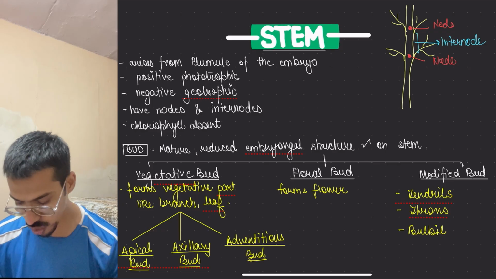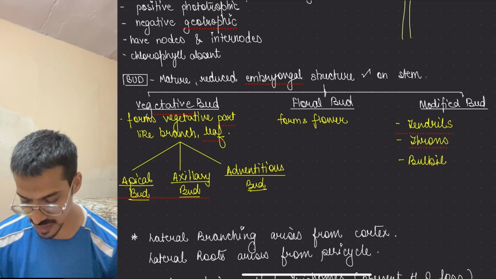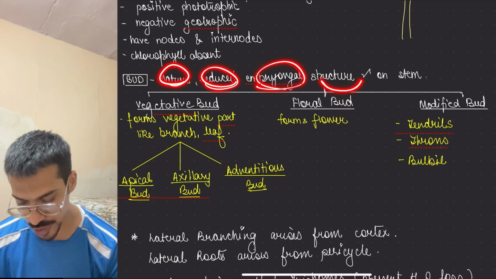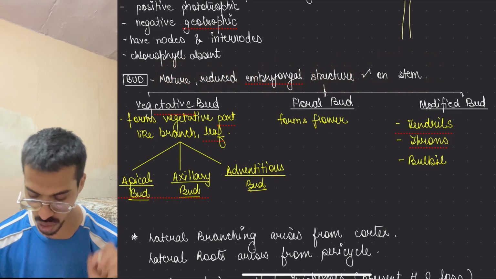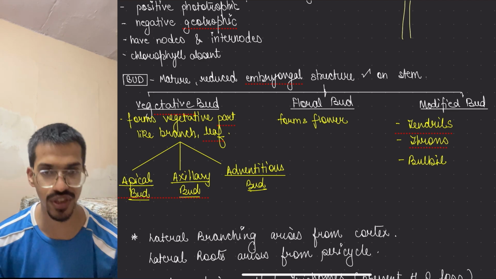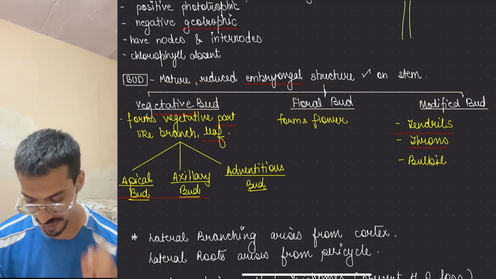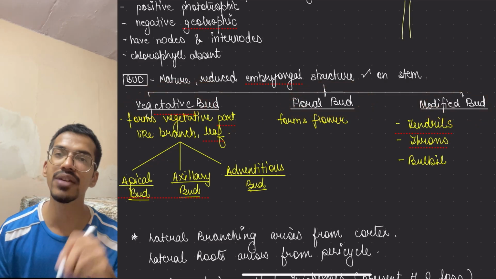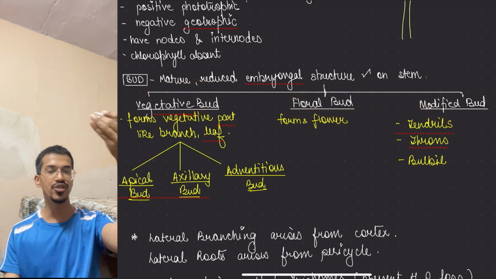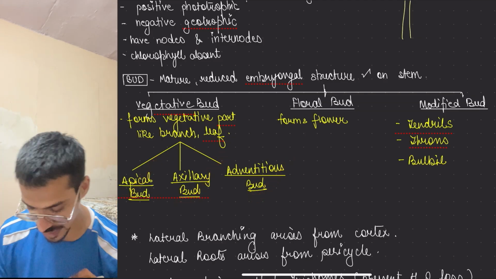Okay. Moving on. There are buds present. Buds means what? These are a mature, reduced embryonic structure present on the stem, which help in forming the stems and leaves. Now these buds could be vegetative, floral or modified. Vegetative buds will give rise to stem or branches or the leaves. So apical, axillary and adventitious.